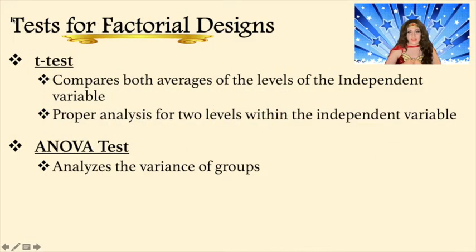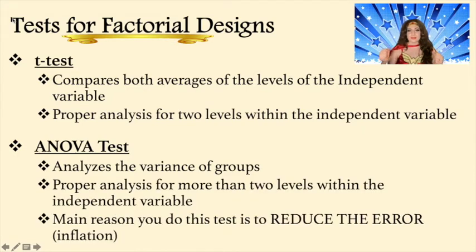So what we use in that case is an ANOVA. ANOVA stands for analysis of variance. An ANOVA, instead of measuring the averages, is now going to take into consideration the variance of the groups. An ANOVA is the proper analysis for more than 2 levels within an independent variable. And the reason behind this is basically to reduce the error, to reduce inflation of error.